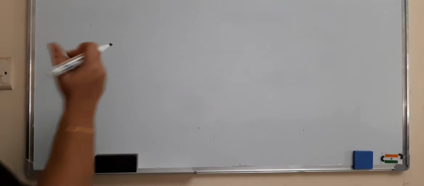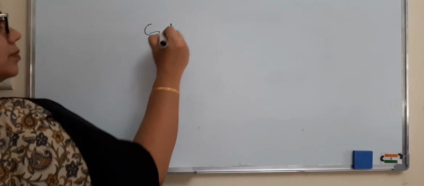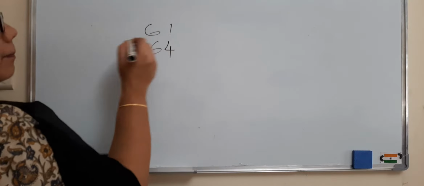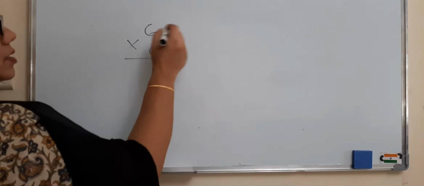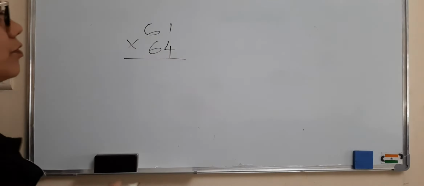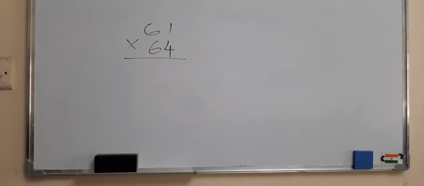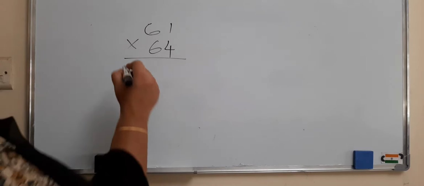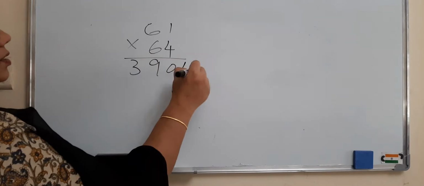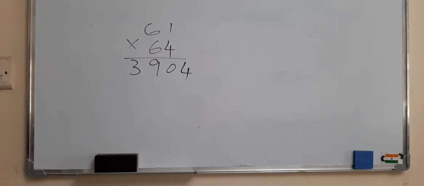Now we can check with the same base how you will do it in the fastest method. For example, 61 and 64. Both have the same base, so we can do it in one step itself. What is the answer for 61 into 64? Can you do it in one step? I am giving you time, do it. I can do it like 3904. Okay, how can you do it in one step?